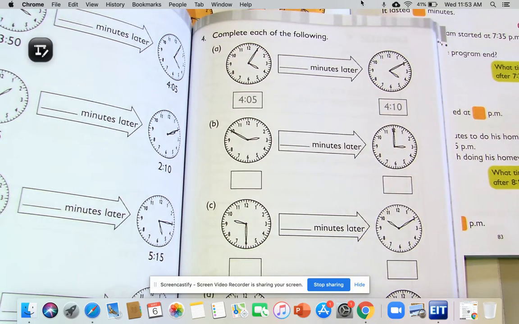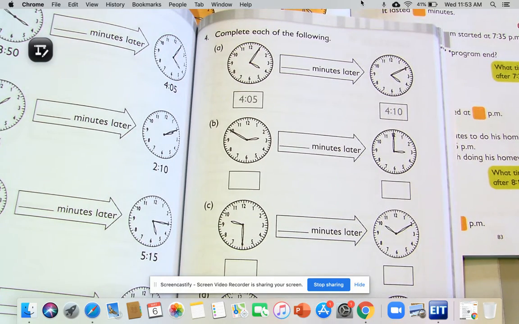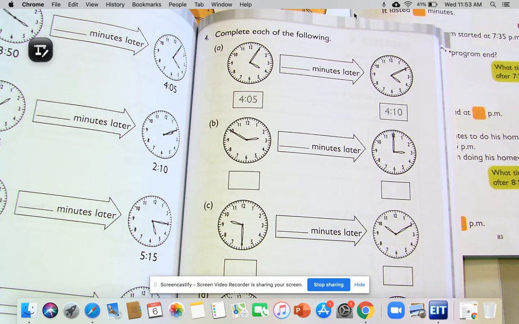All right. So that is a little bit of practice with time and time intervals and when things start and when things end.